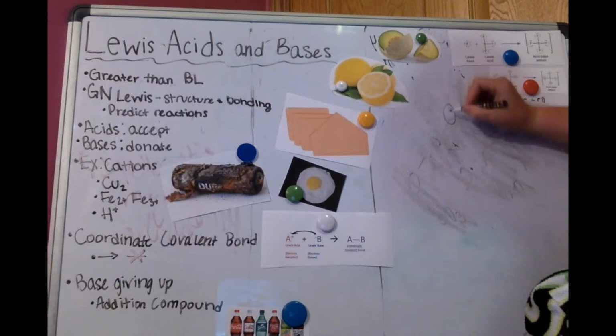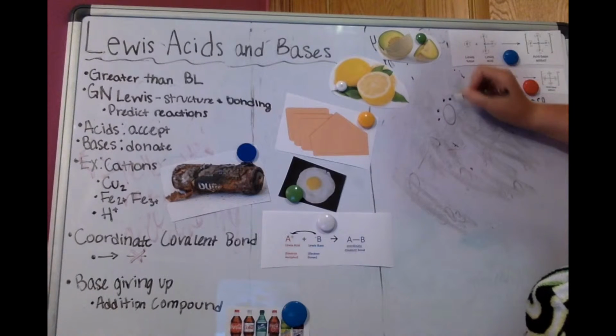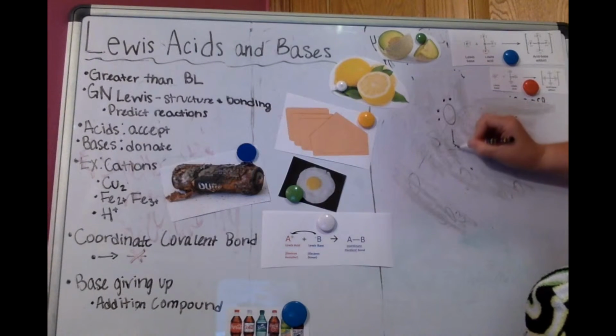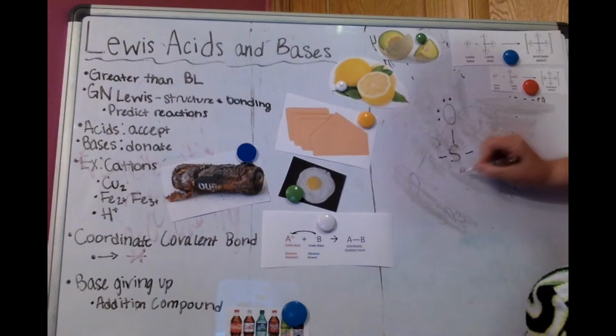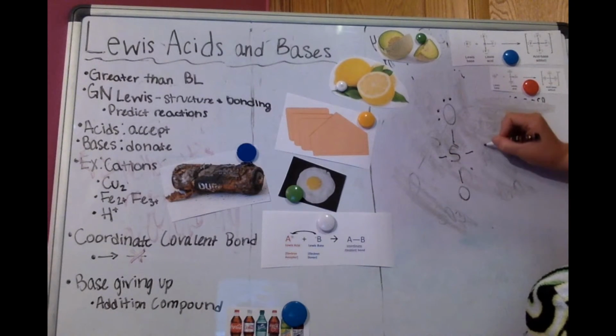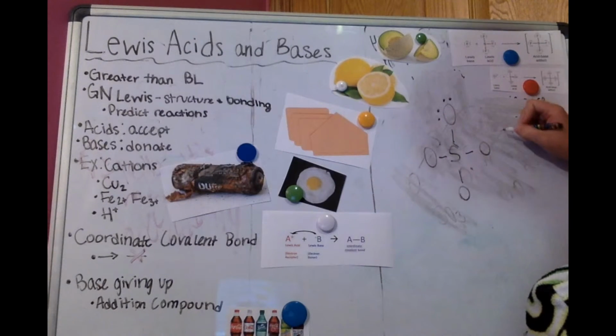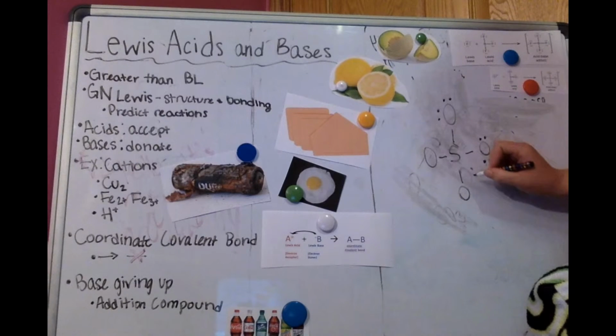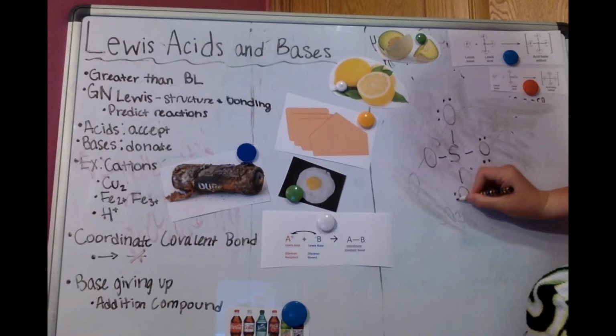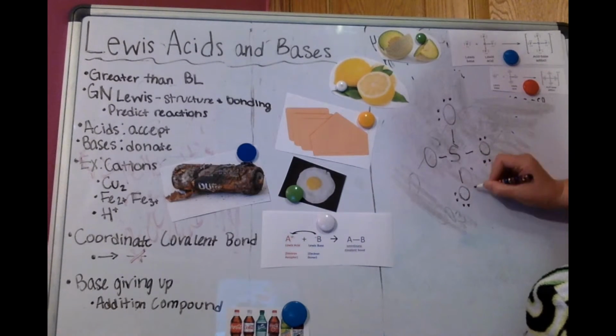So now pretty much what you have to do is create the final Lewis structure for the combined structures. So you're combining H2O and sulfur trioxide to make the final Lewis structure for the Lewis acids and bases.